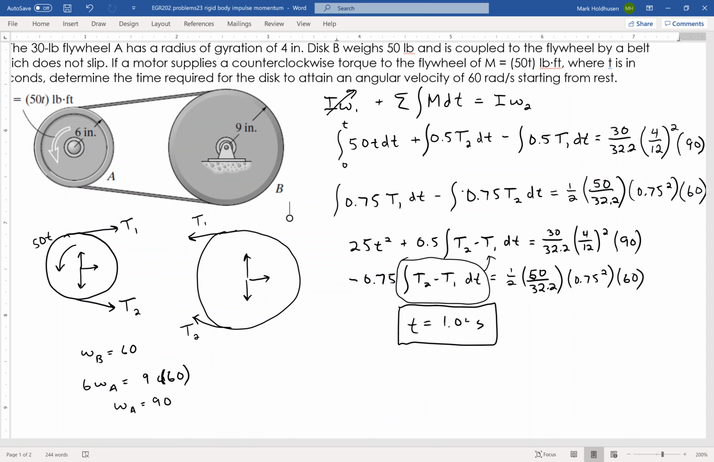But again, do impulse momentum on each of these disks essentially. You have to use the tensions in the belt. However, you don't have to solve for them directly. You just have to solve for the impulse that they create, and then use the difference in those impulses to solve for the time.